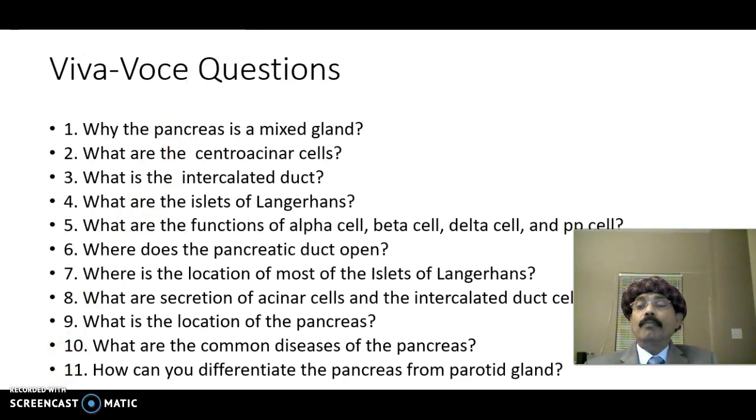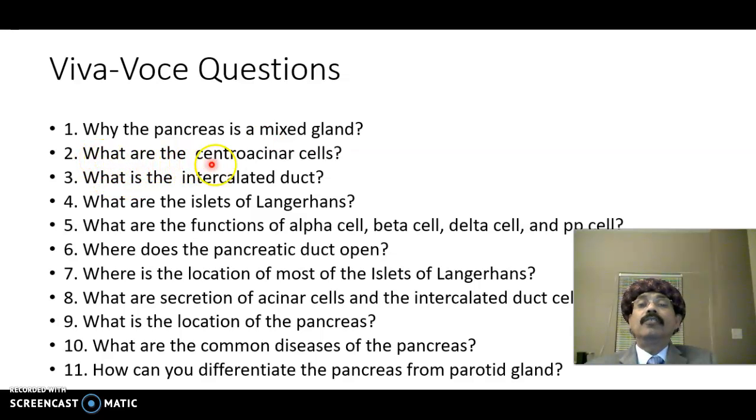Okay. We have some viva questions. Why is the pancreas a mixed gland? Because it secretes hormones. What hormones? From the alpha cell, glucagon; from the beta cell, the insulin; from the delta cell, somatostatin; from the pancreatic PP cell, the pancreatic polypeptides.